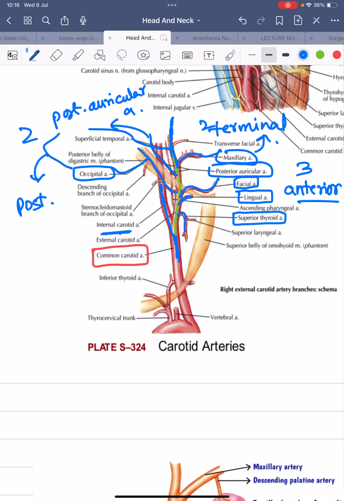Okay, and one more artery which is coming out medially, this one. This is your ascending pharyngeal artery.